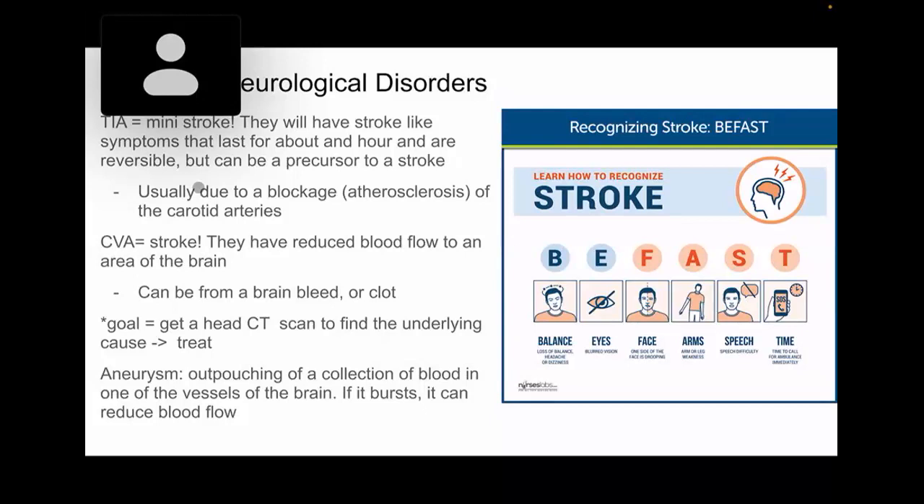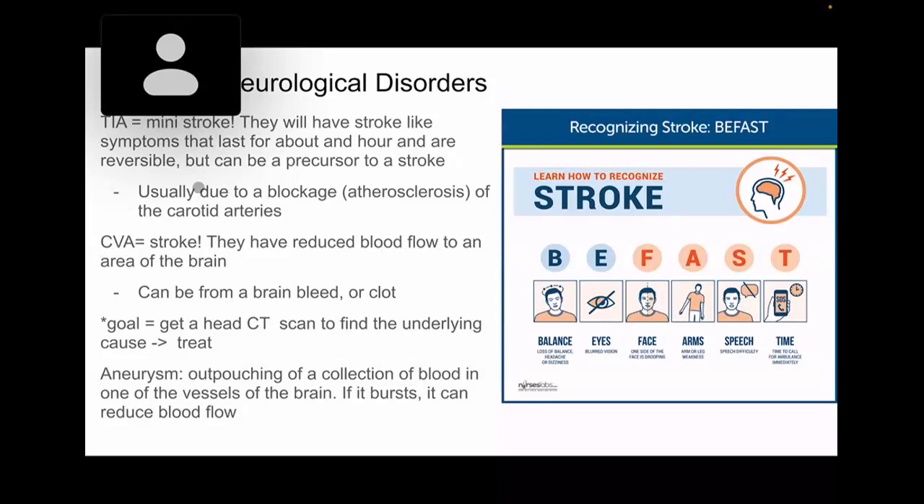A CVA is an actual stroke. They have reduced blood flow to an area of the brain that is prolonged, whether this be from a brain bleed or a clot. We need to find the underlying cause and treat them. How do we recognize a stroke? We use BE FAST: balance, eyes, face, arms, speech, and time.